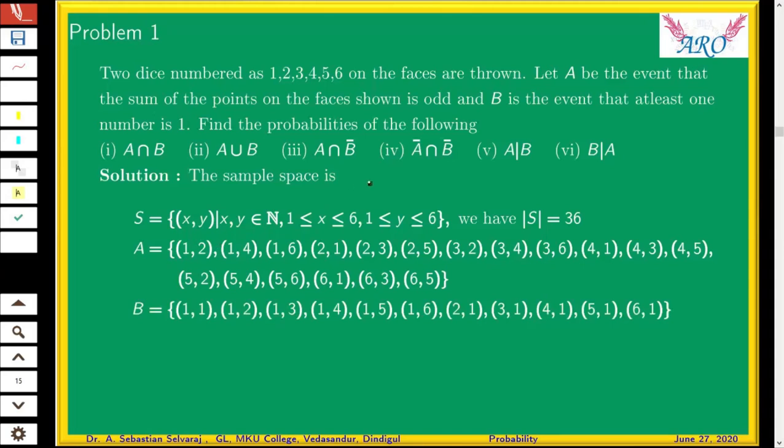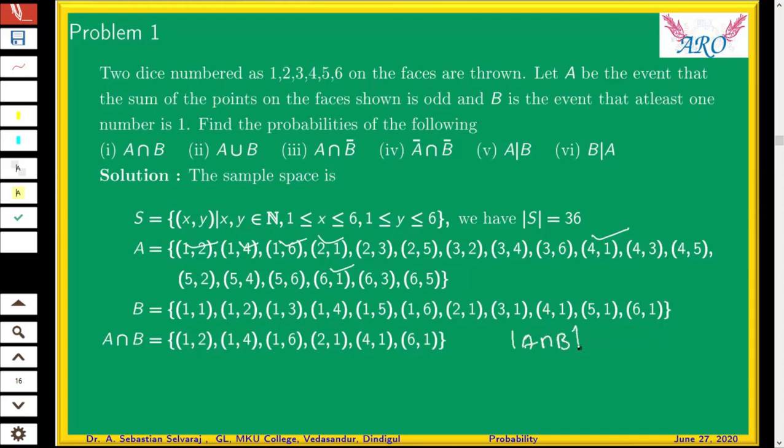Then the next event B: at least one number is 1, minimum one number is 1. Here both numbers being 1 also counts. So the cardinality of B is equal to 11; it has exactly 11 elements. Then A intersection B is nothing but the elements belonging to both sets, A as well as B. Here A intersection B is equal to (1,2), (1,4), (1,6), (2,1), (4,1), (6,1). It has exactly 6 elements, so the cardinality of A intersection B is 6.